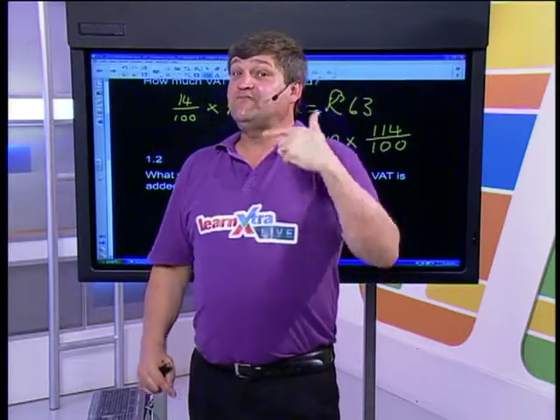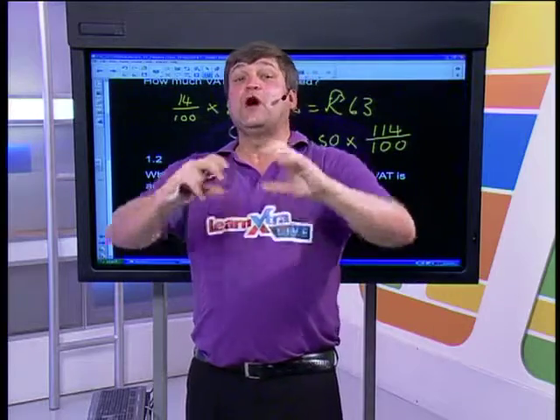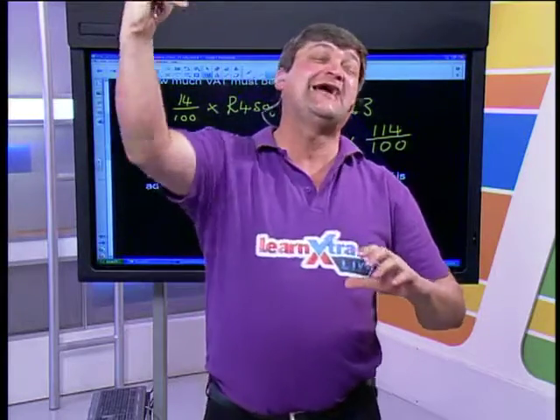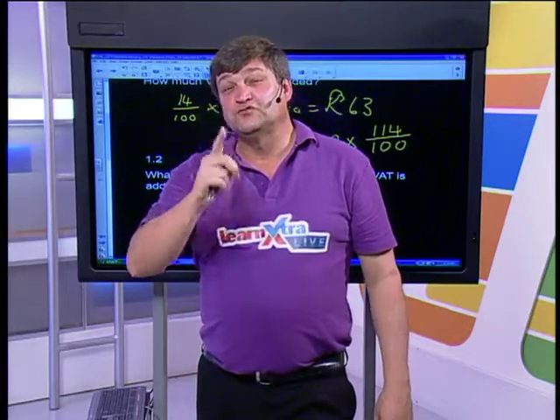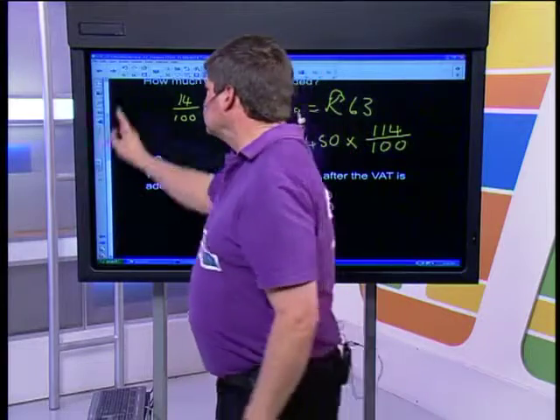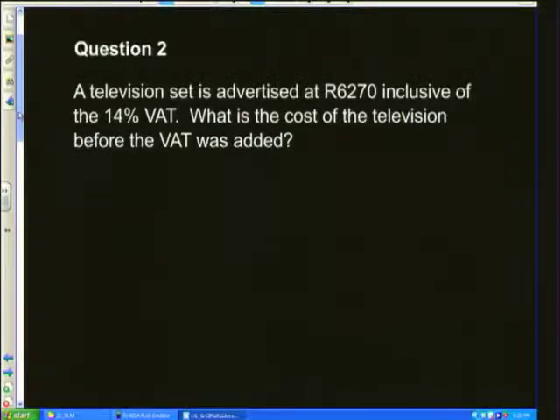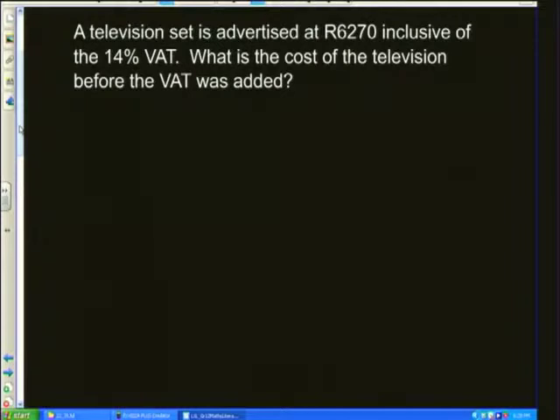So if I give you the price and ask what the price is if I still have to add VAT, I'm going to multiply it by 114 over 100. Now let's look at the next question. A television set is advertised at 6,270 inclusive of VAT. What's the cost of the television before the VAT was added? Now, do you remember that 114 I told you was a bit of a magic number? I'm now going to introduce you to another one. Instead of 114 over 100, we're going to flip it.